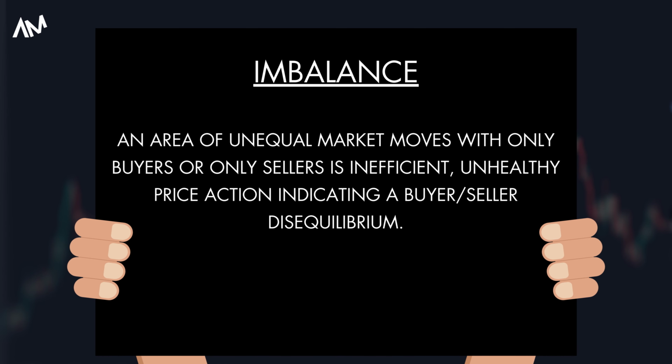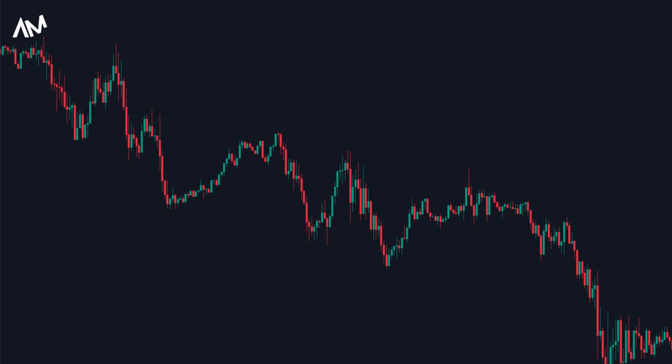Now let's move on to the second principle of a smart money trading system, imbalance. Imbalance is an area in the market where there are only buyers or only sellers, causing unequal market moves. This type of price action is considered unhealthy and inefficient since there is a lack of balance between buyers and sellers. An imbalance indicates a disequilibrium between buyers and sellers and represents unfilled price actions in the market.